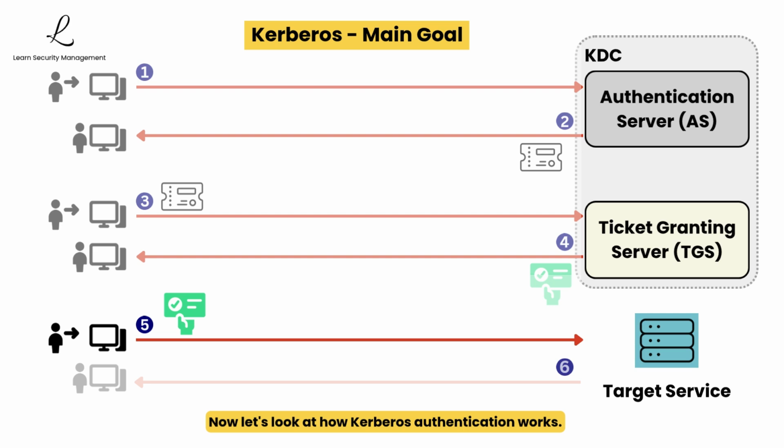Now let's look at how Kerberos authentication works. The main goal of the Kerberos authentication process is to let a user securely access a service on the network, such as a file server, database, or web application, without sending their password each time.